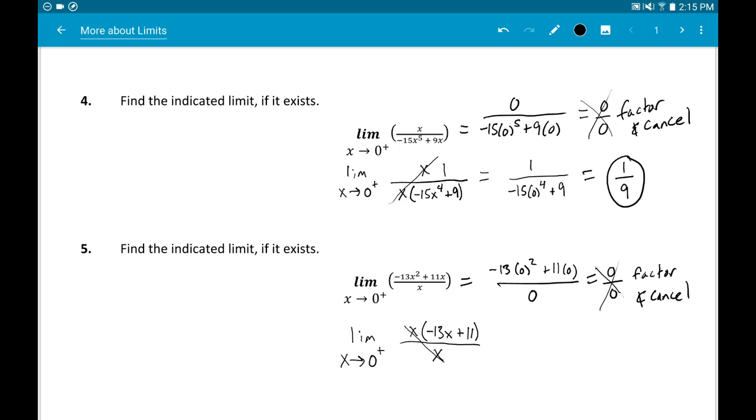Now, just like in the previous question, you still technically have a 1 on bottom. It was on top previously because the entire top got canceled out there. This is on bottom. But think about it, we don't really say divide by 1. There's no point in writing that. So really, you can just look at the numerator at this point. Plug in 0. Negative 13 times 0 plus 11. It's going to be 0 plus 11, which is 11.